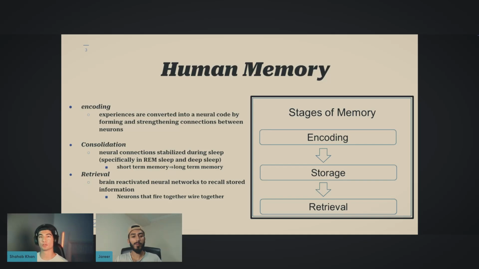Now, the first thing we're going to cover is how human memory works. There's three portions of human memory, or three steps: first, encoding, consolidation, and retrieval. As it states here, encoding is when your experiences are converted into a neural code by forming and strengthening connections between neurons. Consolidation, on the other hand, is when these neural connections are stabilized. This happens specifically during sleep. That is why sleep is so important.